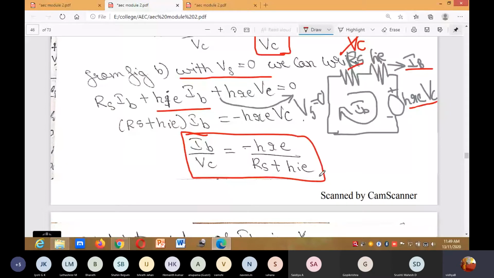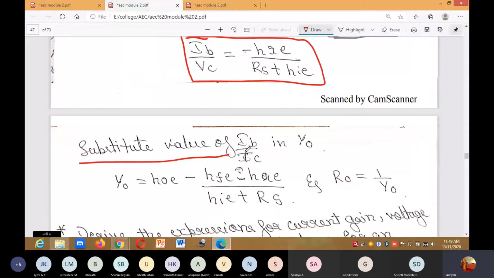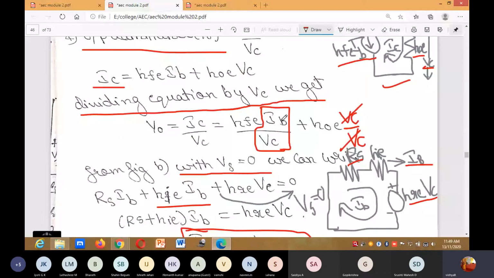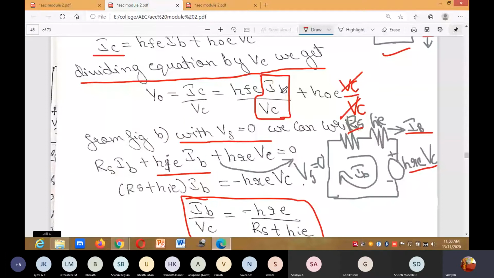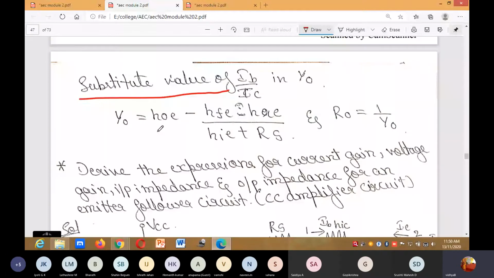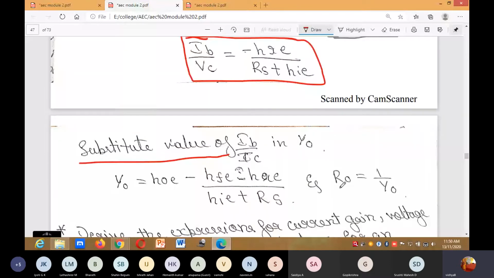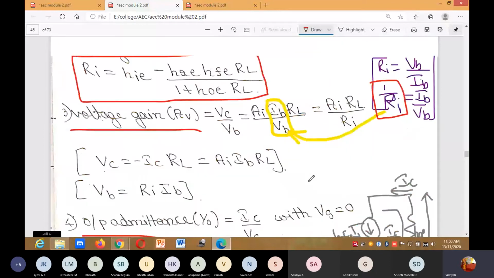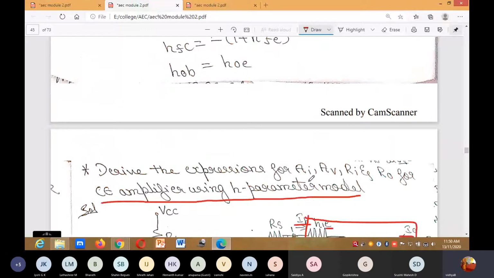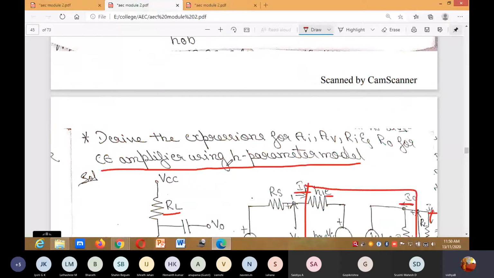Next, substitute the value of IB divided by VC in Y0. We know the value of IB divided by VC, so we need to substitute here. Y0 is equal to HOE minus HFE into HRE divided by HIE plus RS. And R0 is equal to 1 divided by Y0. This is the derivation for the CE amplifier using the H parameter model.